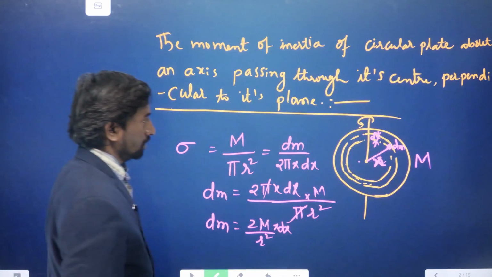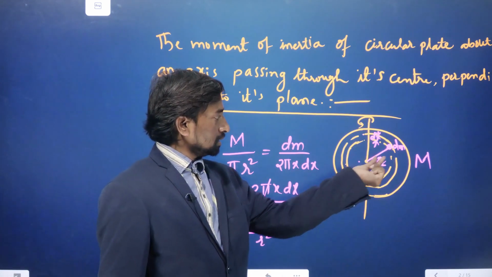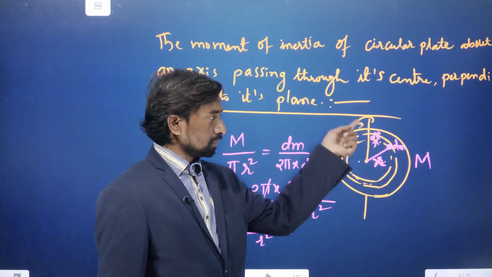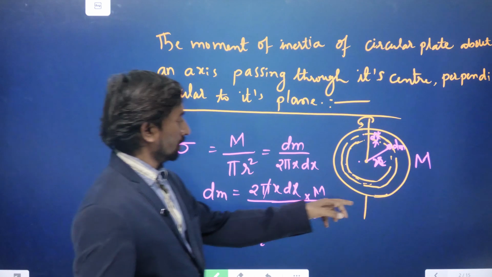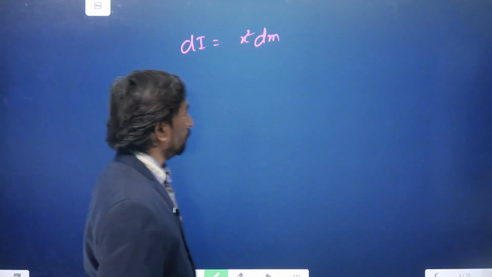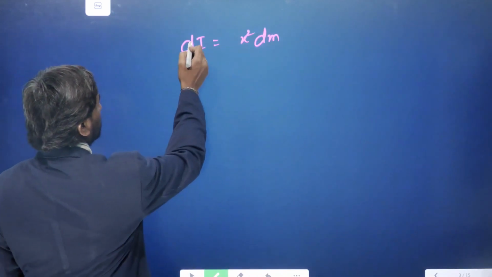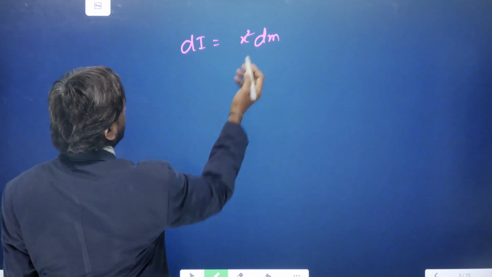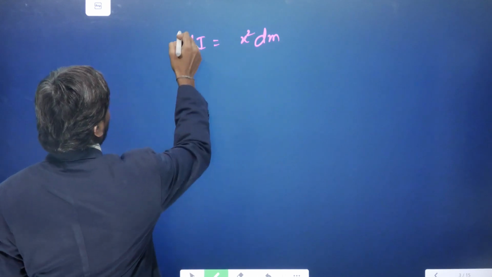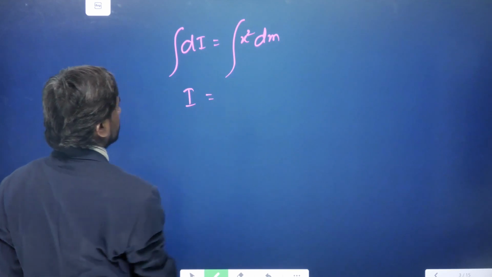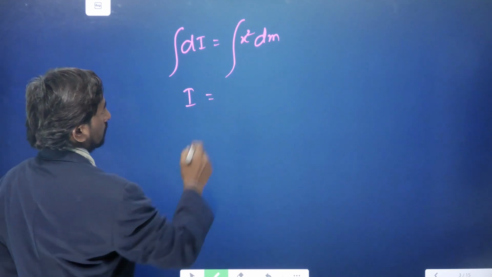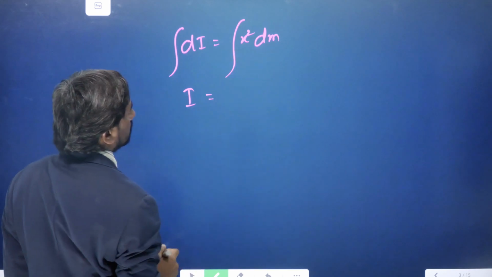Here the dm mass is at a distance of x from the axis of rotation. Then we can write the small, differential moment of inertia as dI is equal to x square into dm. Now if we do integration on both sides, we will get I is equal to the integral of dI, which is the integral of x square into dm.